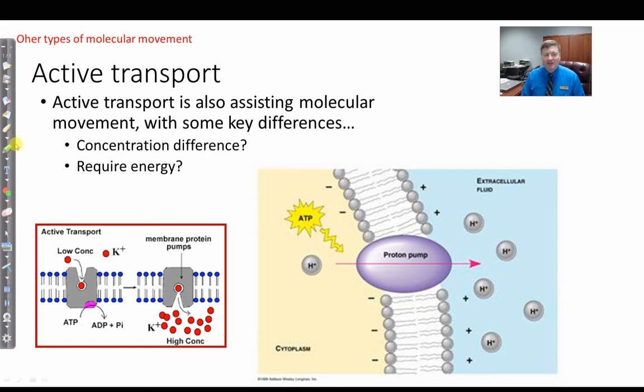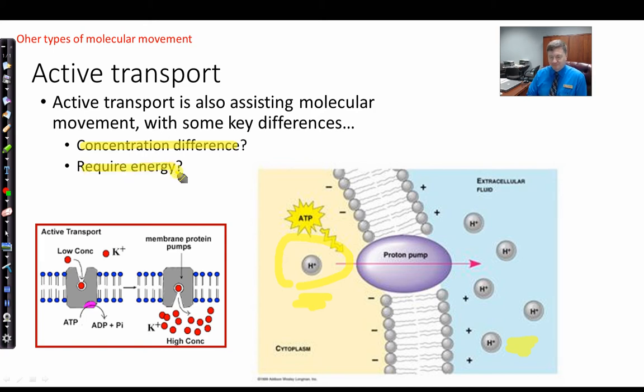Active transport is the process where we're going to move something from a lower to a higher concentration. There's a concentration difference, yes. Here you have a proton, but we're going to move it from an area of low, not many of these, to an area of high, where we have a lot of them. And as you can imagine, this is going to require some energy. We're going against the gradient.